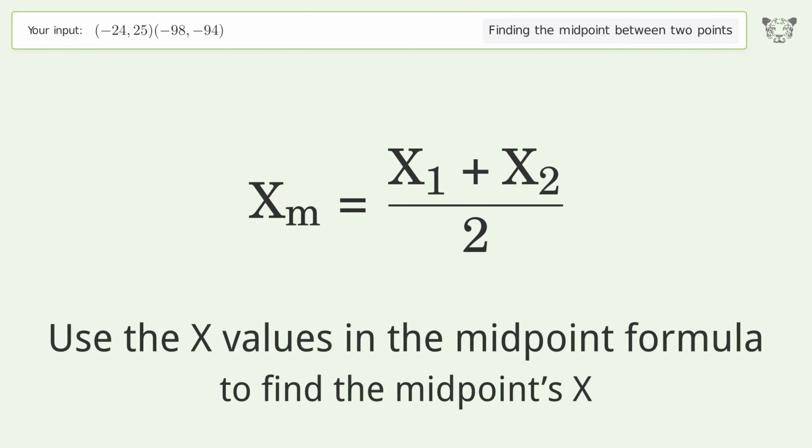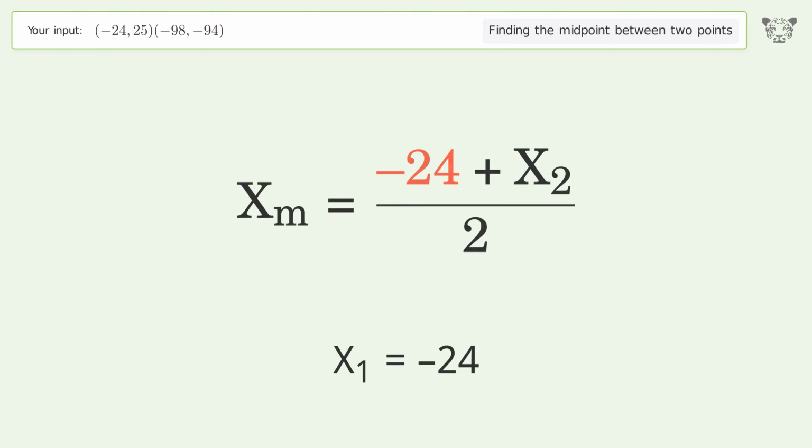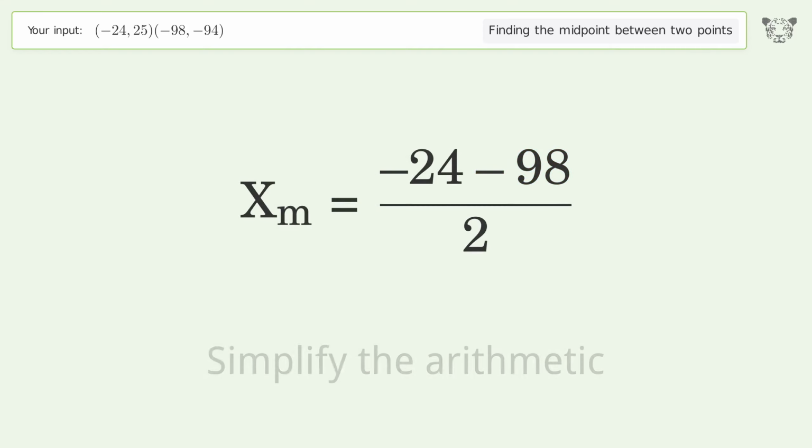Use the x values in the midpoint formula to find the midpoints x. x1 equals -24. x2 equals -98. Simplify the arithmetic.